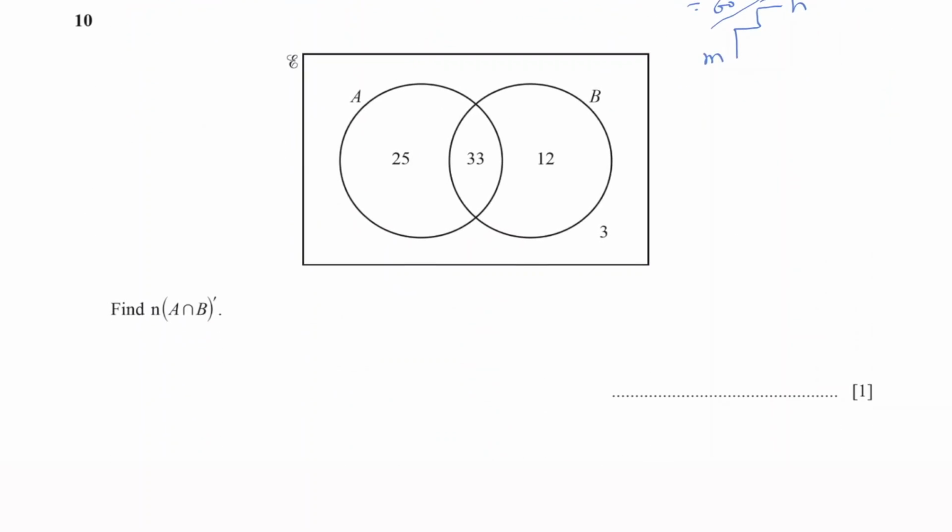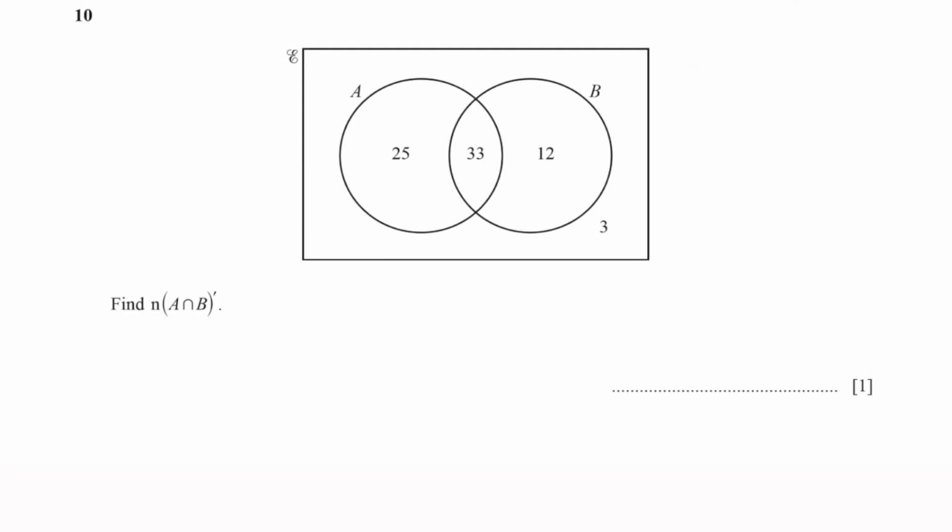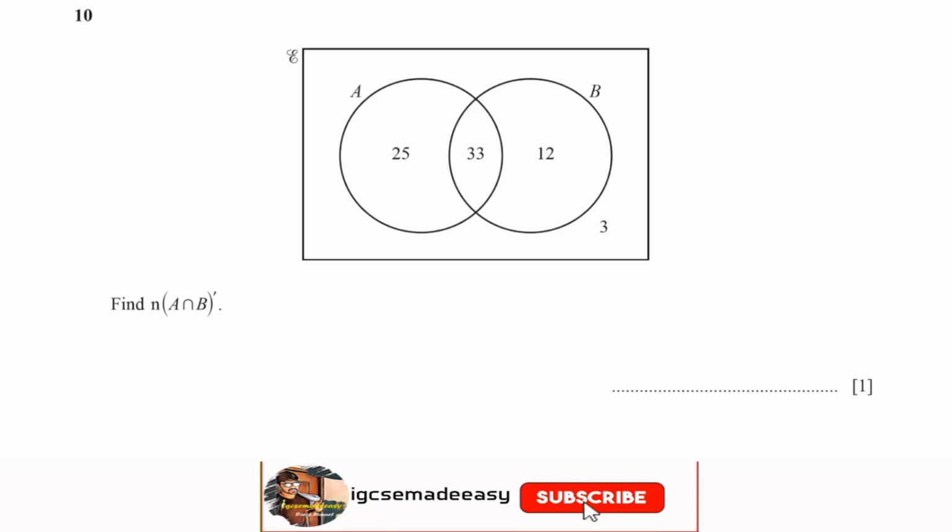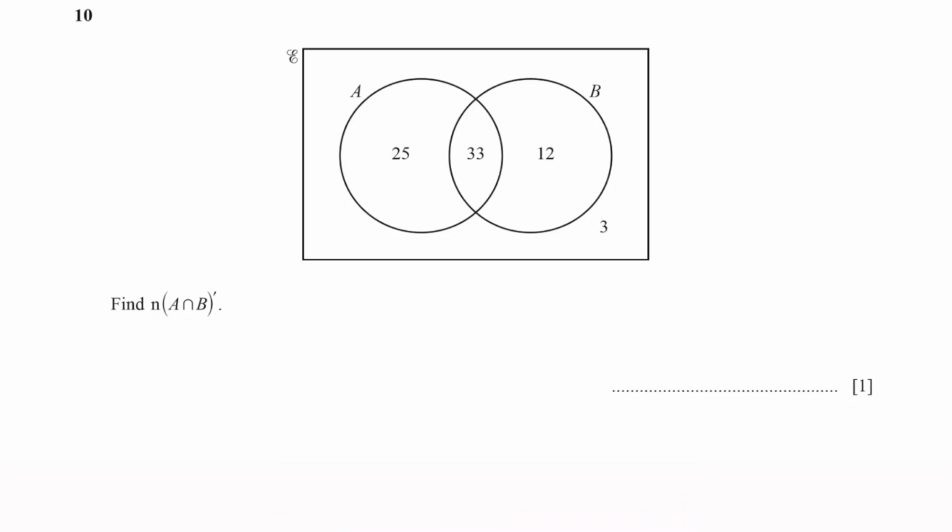Let's move. Question number 10. So this is we have to find out the sets. Actually, it's given to find the number of elements in A intersection B dash. How many elements are actually in A intersection B? 33 elements are there, right? 33. But we are asked for those not in that. A intersection B, not. Not means not in A intersection B. We have to find that out.